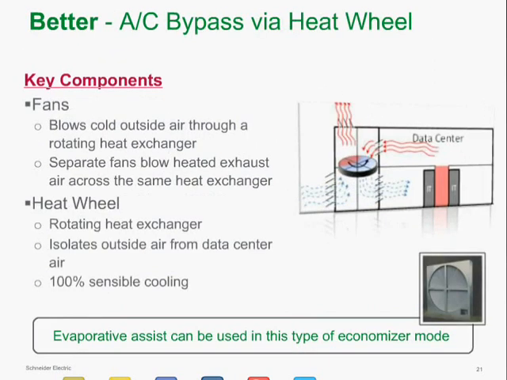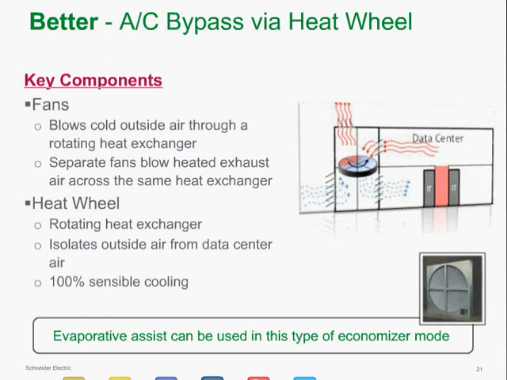The next type I'll mention is something called a heat wheel. A heat wheel is essentially a heat exchanger, typically very large in diameter. You can be talking about something in the range of 8 to 12 feet in diameter. It's a heat exchanger that basically rotates and blows supply air through the heat exchanger to the cold aisle in the data center, and then separate fans blow the exhaust air from the hot aisle back across the same heat exchanger into the outside ambient. It's a really efficient type of solution.